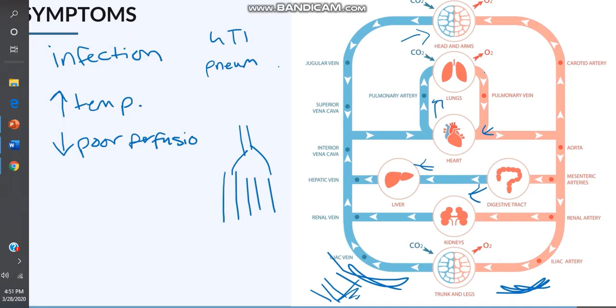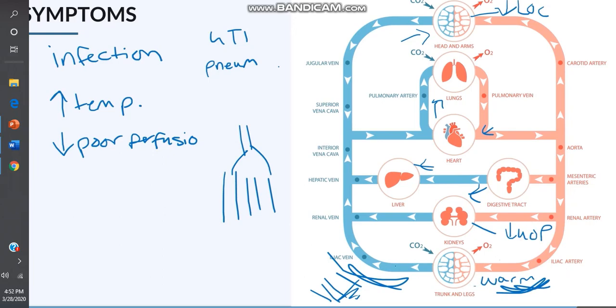So if this person's not perfusing their vital organs, what do we see? Well, the brain, decreased level of consciousness, kidneys, decreased urine output, right? So the one thing again that's different is because of the pooling, they're actually going to have warm, flushed skin.